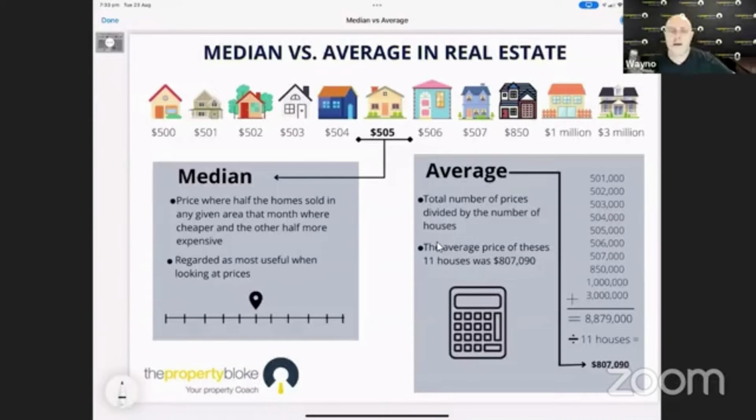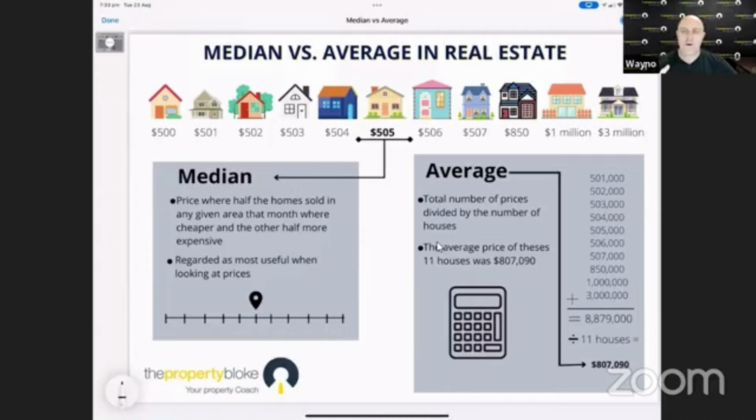So this is a little graph, I wouldn't say graph, sorry, this is a little diagram would probably be the best word, of median versus average pricing in real estate. Now, I'm going to start with average, because average isn't really relevant to all the reports you receive, because they all rely on median prices. So let's start with average.